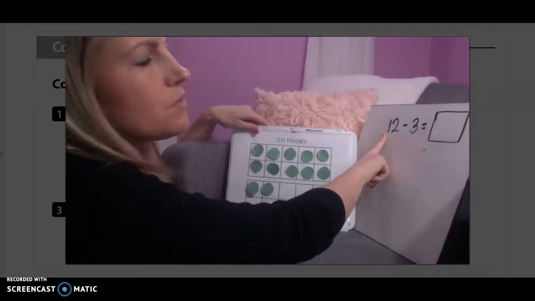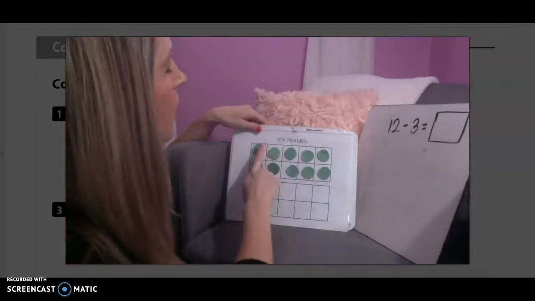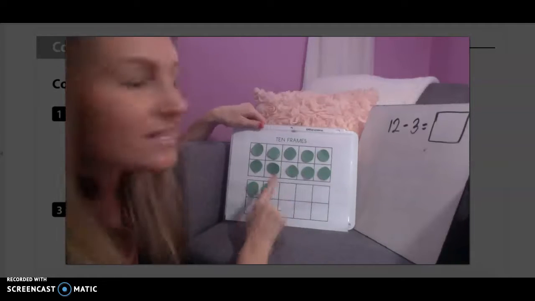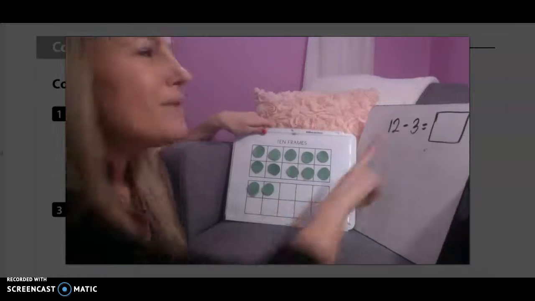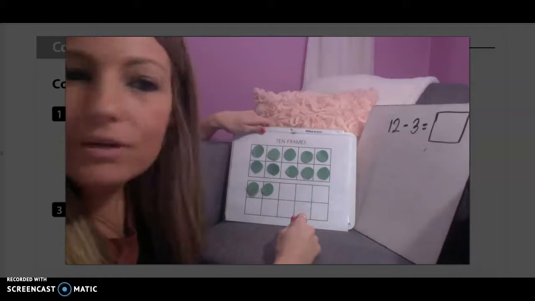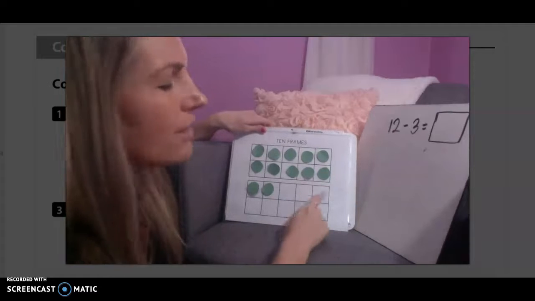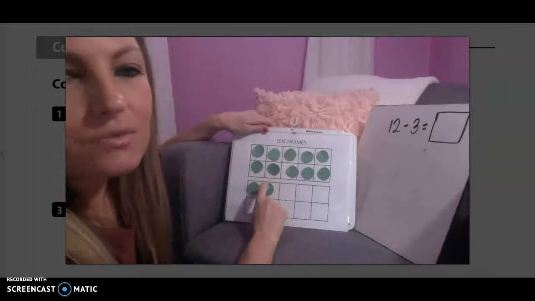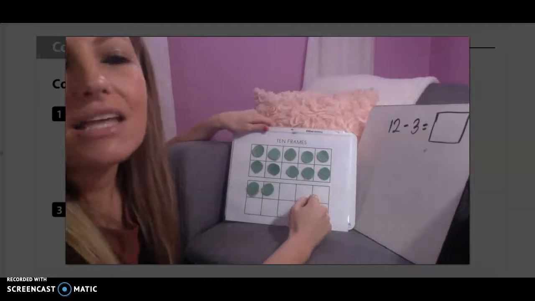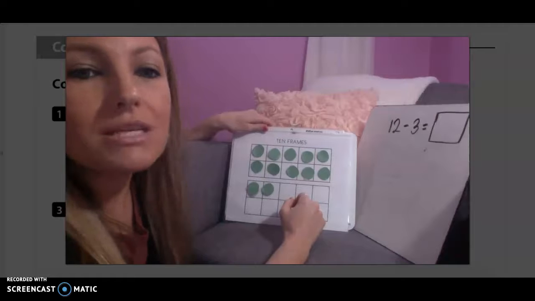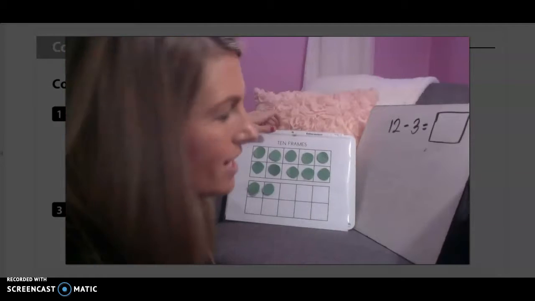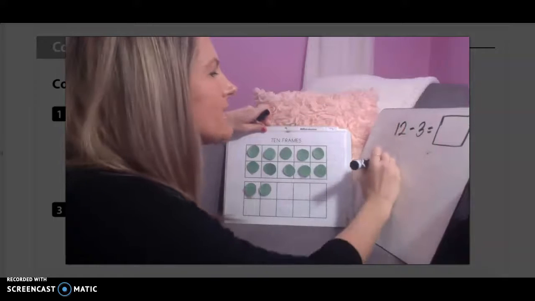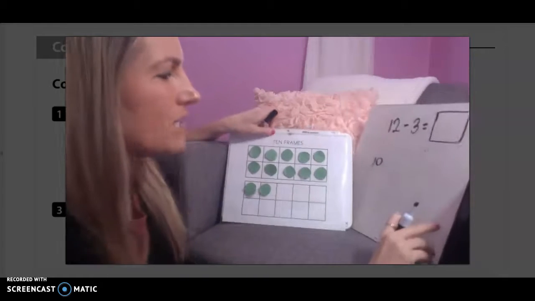Our number sentence starts with 12 minus 3. So I have put 1, 2, 3, 4, 5, 6, 7, 8, 9, 10, 11, and 12 dots. I built the first number, which is 12. I am not going to build the second number. I'm not going to build the 3 because I'm not adding on 3 more. I'm taking away 3 more. Now, it might be easy just to take off 3 dots, 1, 2, 3, but that's not the second grade strategy that we're using today. We're using the make a 10 strategy, which means that I need to figure out how to start a number sentence that will get me this answer and begin with 10.